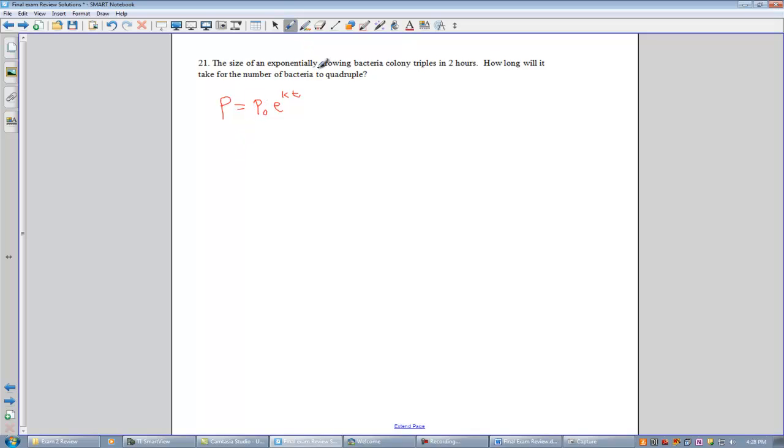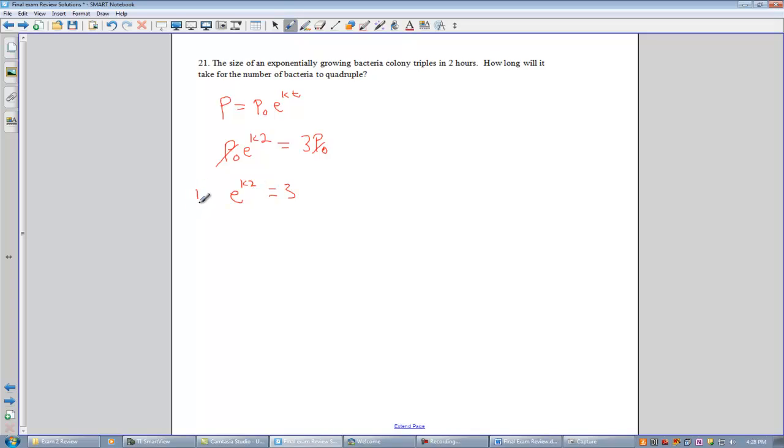So we use the first sentence. It grows exponentially. That says I use the exponential function. And it triples in 2 hours. So that means if I plug in 2 for t, it's going to triple, and so I get 3 times the original amount. The original amount is P naught, so I get 3 P naught. What's nice about this is if you divide both sides by P naught, they're going to cancel, and so you just get e to the k times 2 equals 3.